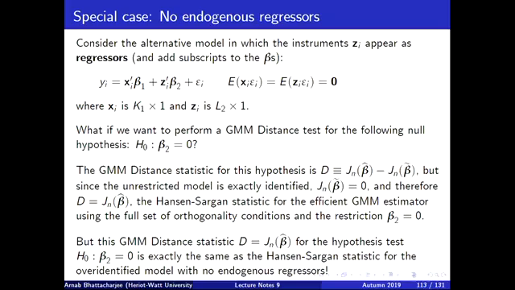So one can conduct the Hansen-Sargan J test in a situation when there are no endogenous variables, but the interpretation is different, right? Why does this interpretation come about? It comes about partly because the Hansen-Sargan test is an omnibus test, right? So it tests all the conditions.